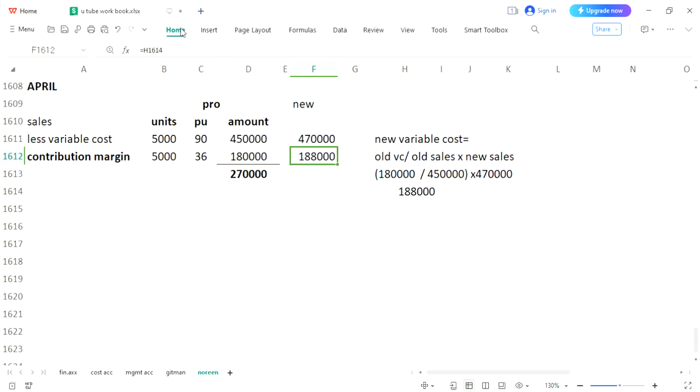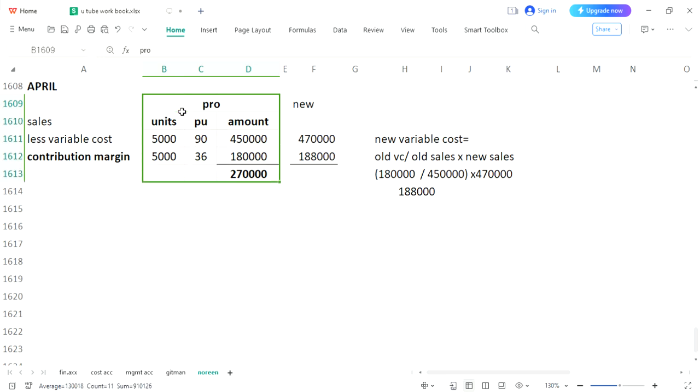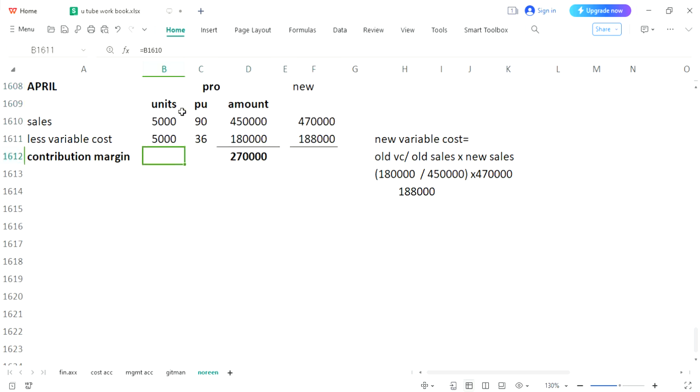New net margin we can calculate, which is the difference. One second, there is an alignment effect. It should be present over here. Okay, now we can calculate our new contribution margin, which is the difference between sales and variable cost. Amount of sale is 470,000, variable cost is 1,88,000. So we have got our new contribution margin.